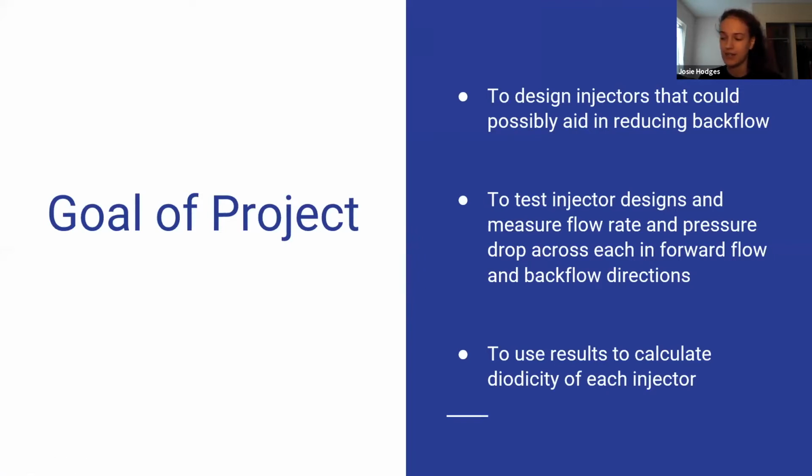One was to design injectors that I believed had a chance at reducing backflow. The plan to accomplish this was to use 3D modeling software. The next step was to test the injector designs and measure flow rate and pressure drop across each injector in the forward flow direction and backflow direction. To do this, I used a simulated test in the Fluent simulation software ANSYS, as well as real-life testing with pressure transducers and water hooked up in tubes to the injectors themselves.